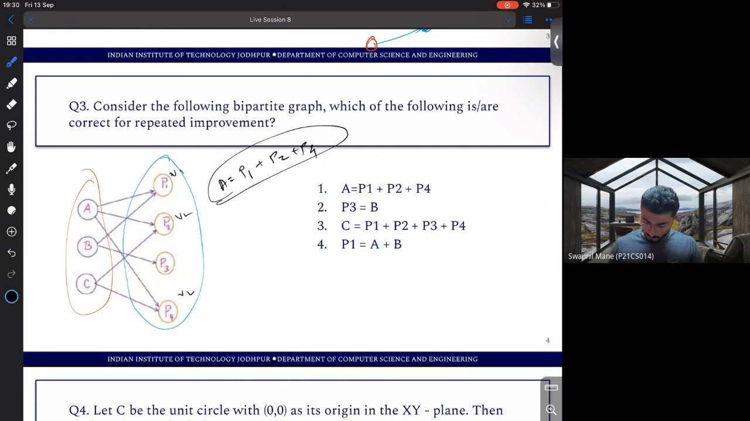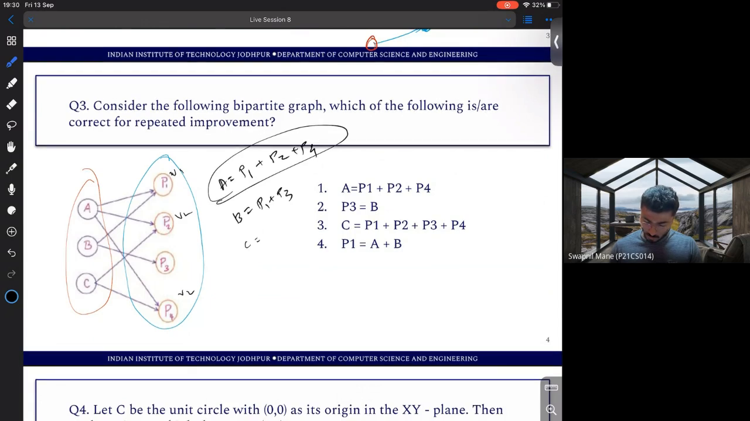So for the B hub score, how are we calculating it? B is pointing to P1 and P3, so P1 plus P3. For the C hub score, how are we calculating it? P2 plus P4. Right.